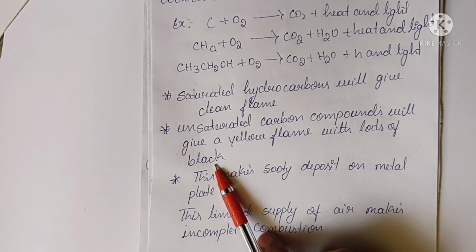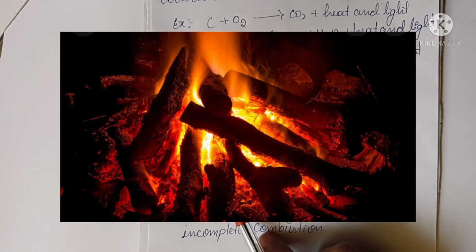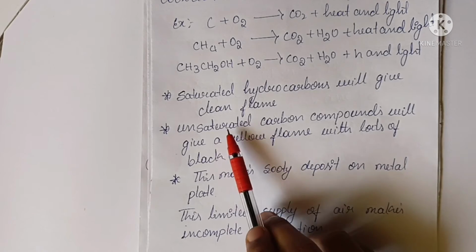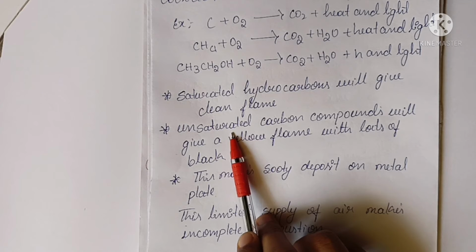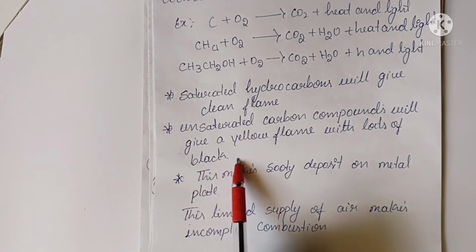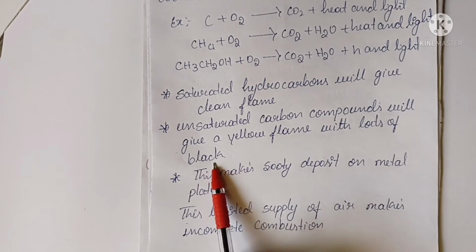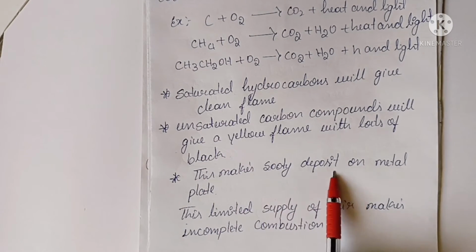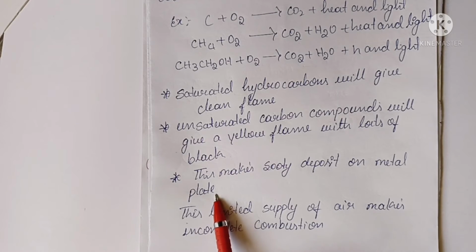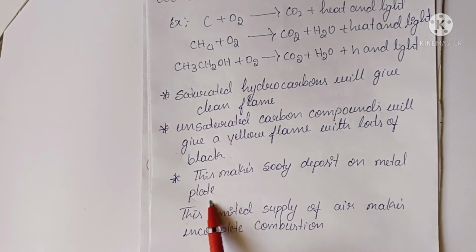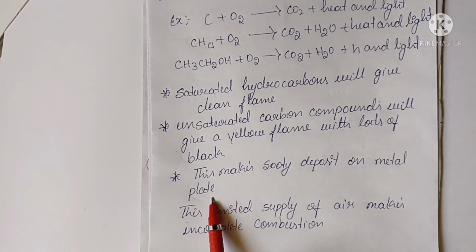You might have observed that when we burn wood, we get a yellow, reddish yellow color. Why? Because those are unsaturated carbon compounds which do not burn cleanly. Because of this unburnt carbon, we get the black color at the bottom of the utensils, and this makes a sooty deposit on the metal plate. So on the metal plate, there may be a deposition of black color.